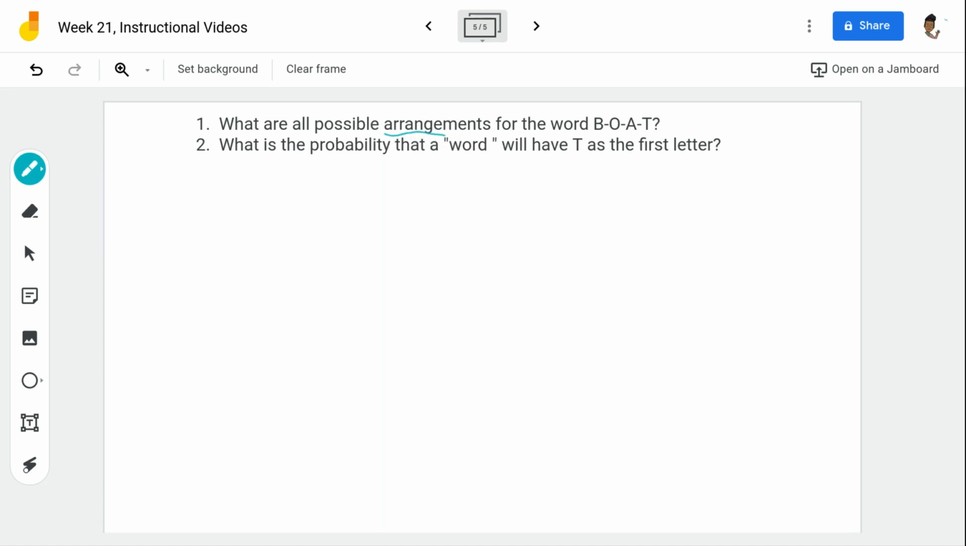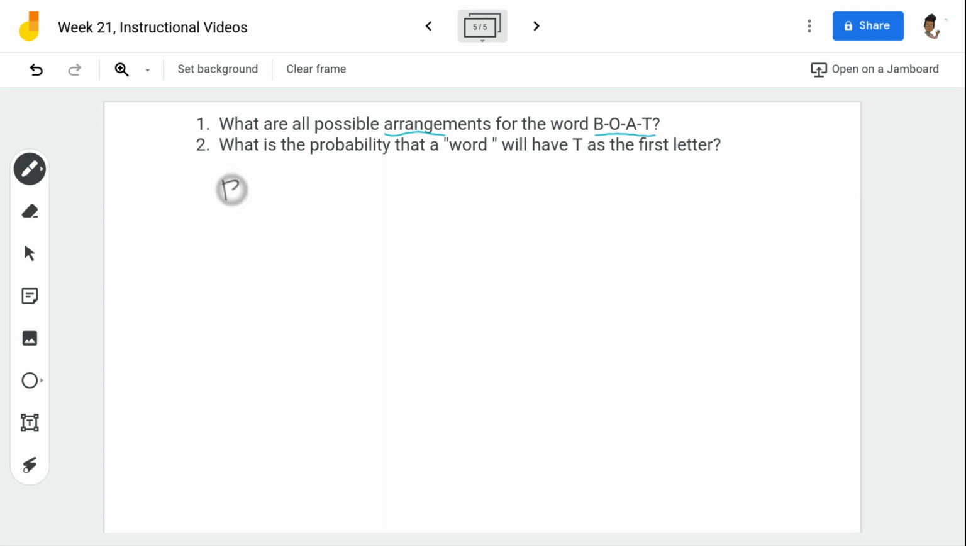So we're just going to jump right into this with an example. Our first example, number one, says, "What are all possible arrangements for the word boat?" So we have four letters, and we have to think about how we can arrange those letters. What I'm going to use is a tree diagram. So I'm going to just list the letters of boat.